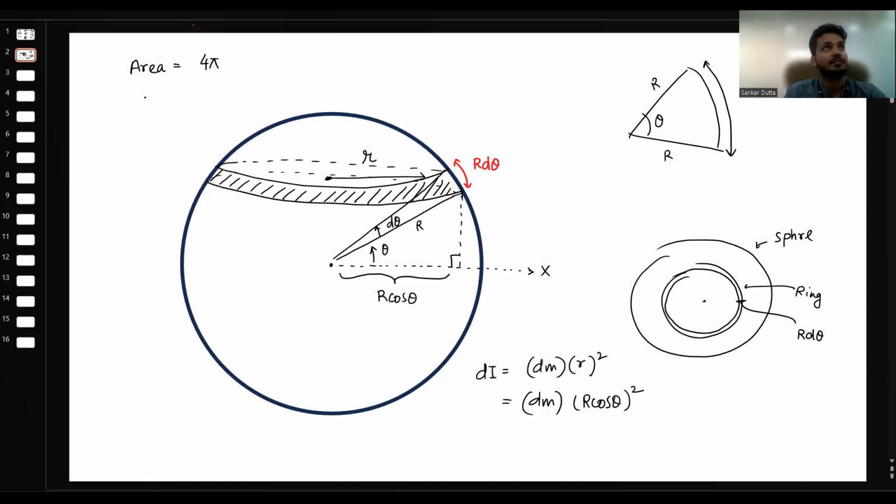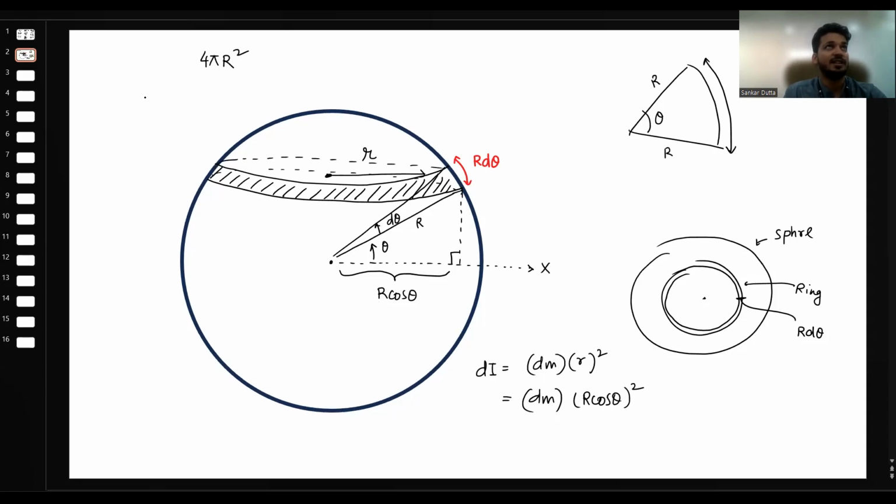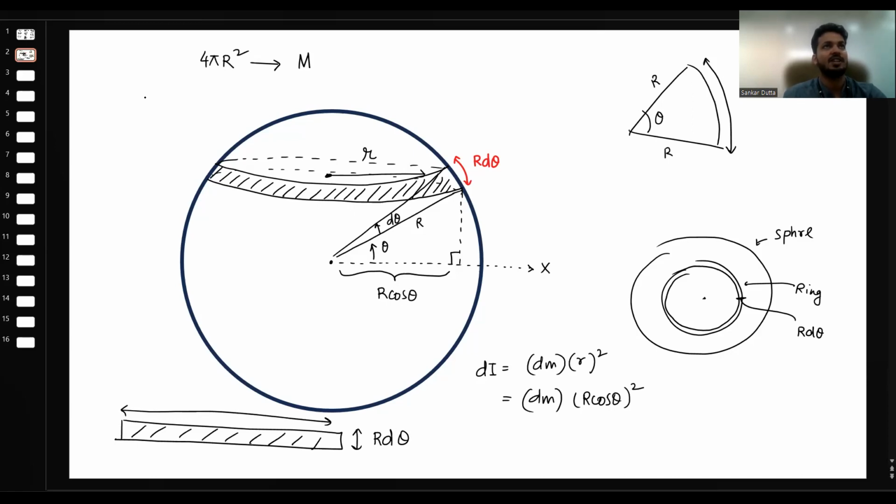That will be 4 pi r square, right? So by the unitary method, 4 pi r square has capital M mass. And the area of this strip, if I open this shaded strip like this, guys, can you tell me what is the thickness of this? Well, the thickness is r d theta. But can you also tell me what is the length of this shaded strip? Well, it's going to be 2 pi small r, and small r is capital R cos theta, so 2 pi r cos theta.